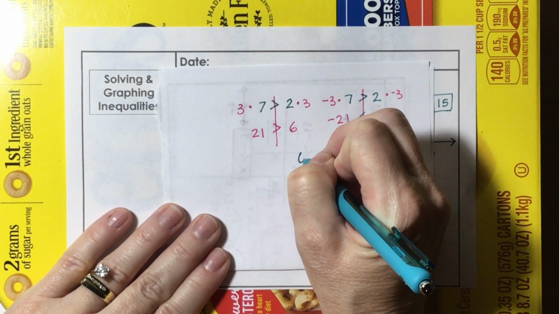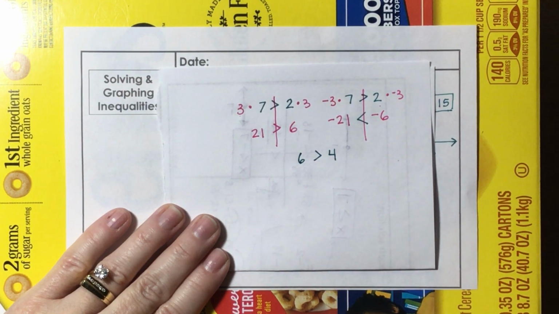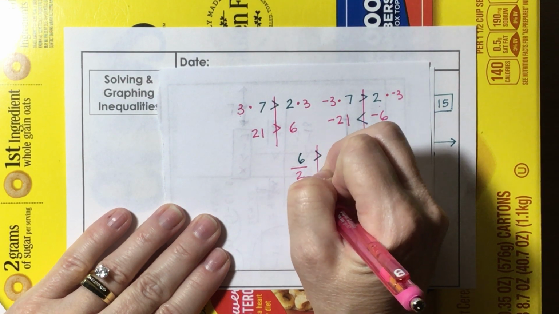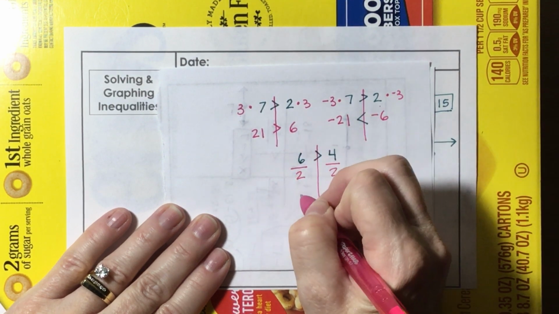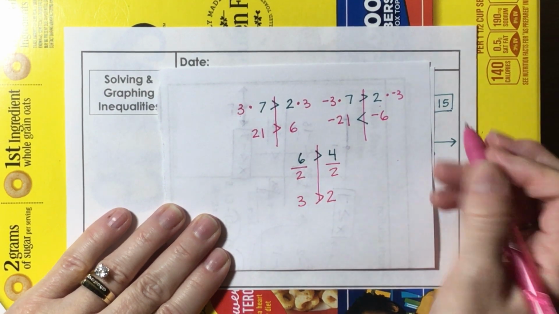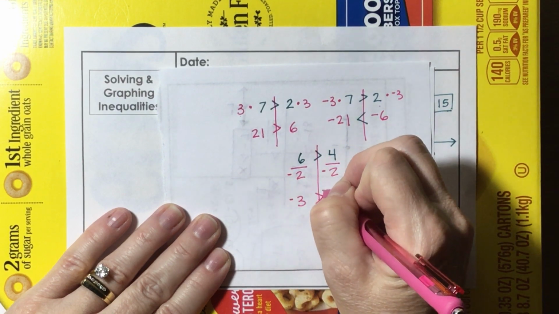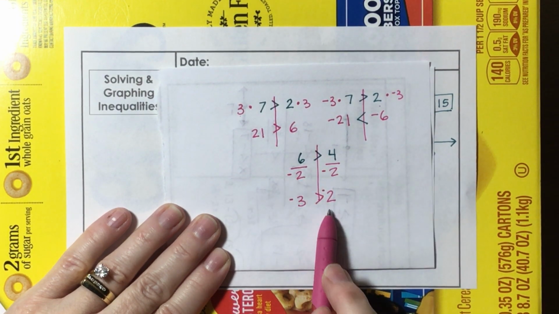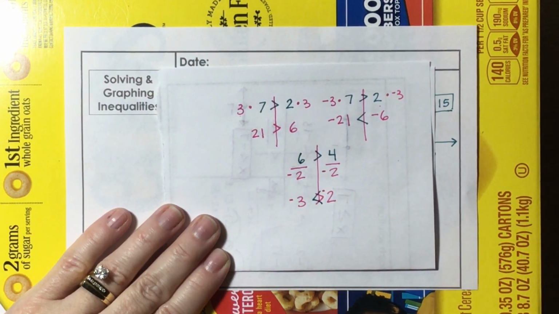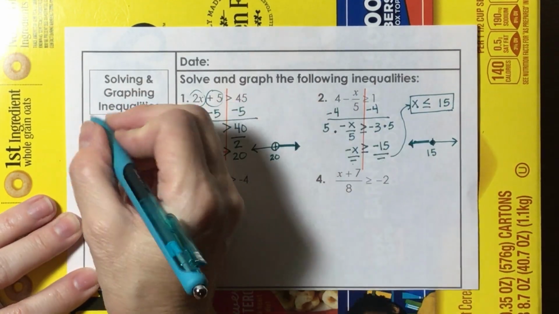I'll show you one with a division also so you can just see that. So let's say we have 6 is greater than 4. If we divide that by 2, both sides, we have 3 is greater than 2. All works. Now if we have a negative on the bottom, this will be a -3 and a -2. Well, -3 is not larger than -2, so to make it a true statement, we have to flip the sign. So why don't you go ahead and write that down.